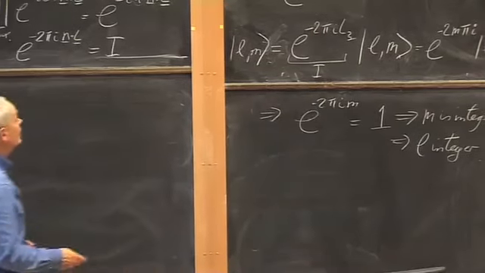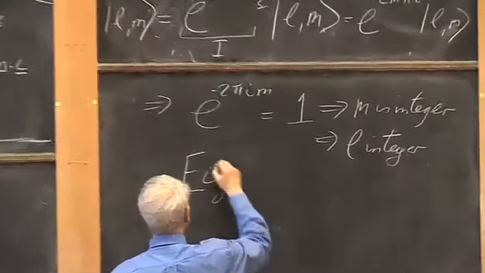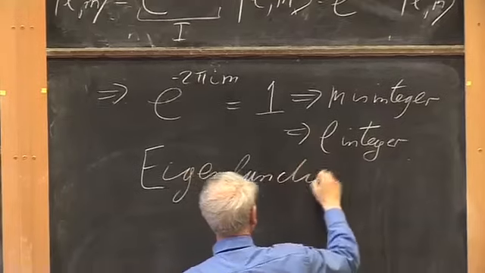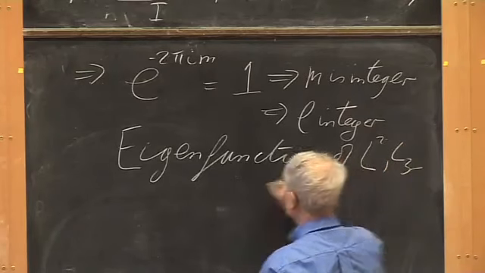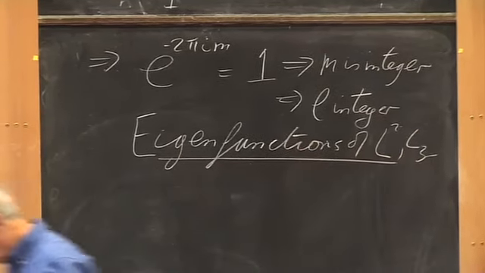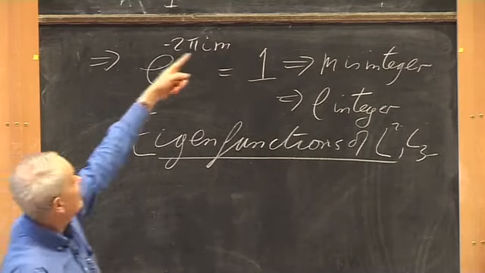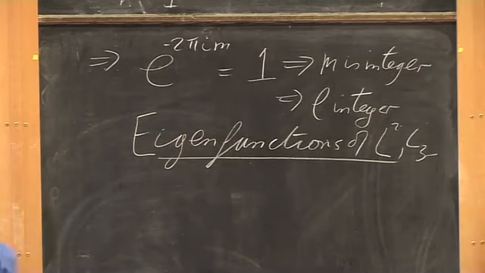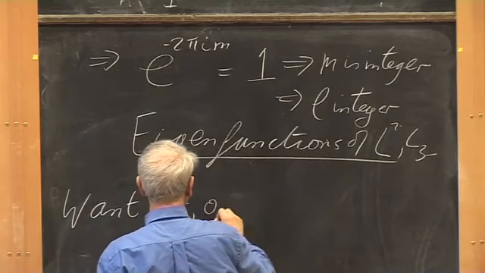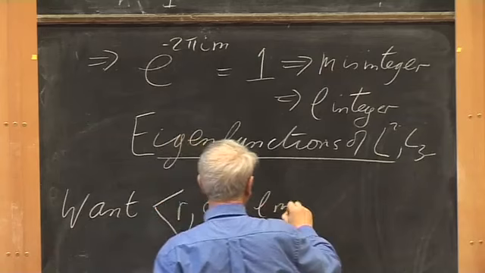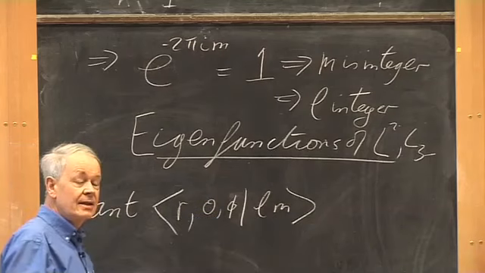So the next item on the agenda is the eigenfunctions of L squared and Lz. So we already know what the eigenvalues are. What we now would like to know is what do these states, these LM states, look like in the position representation. So what we want is ⟨r, theta, phi | L M⟩. We'd like to find expressions, wave functions which describe these things here.